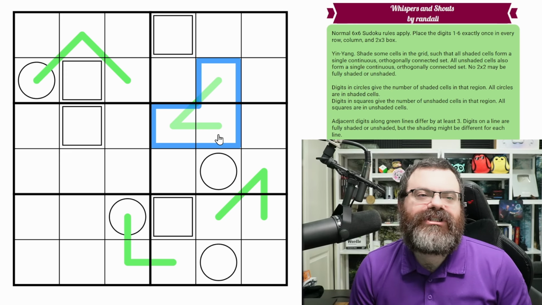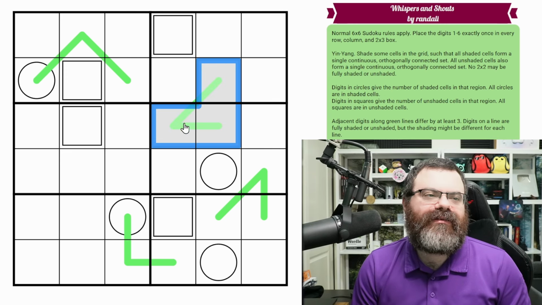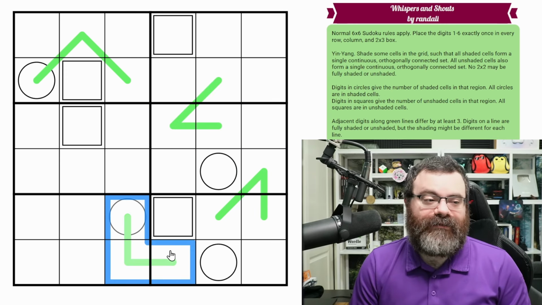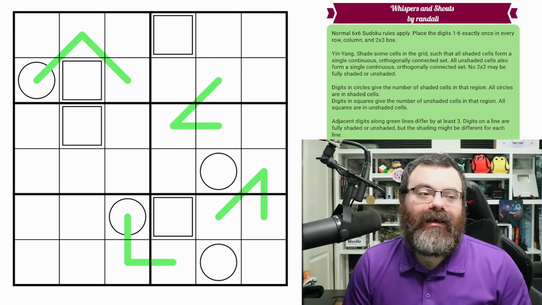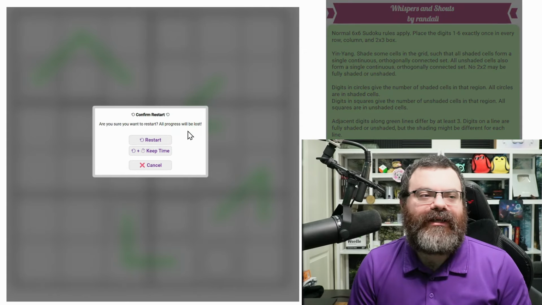Digits on a line are fully shaded or unshaded, but the shading may be different for each line. So this line is either fully shaded or fully unshaded, we don't know which, and each line can make a different choice. All right, and that's it. Those are the rules. There's a link in the description if you'd like to try the puzzle yourself, and I'm going to get started right now.